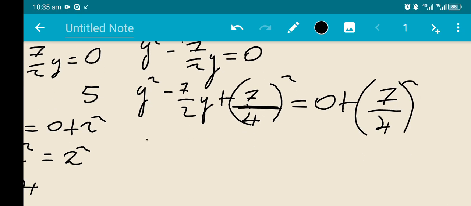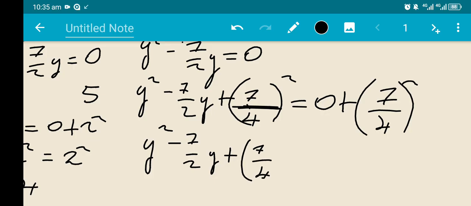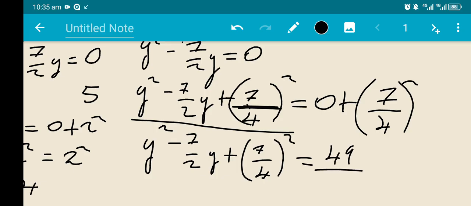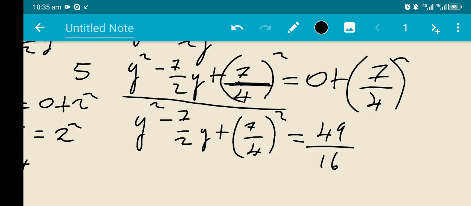So we'll say y squared minus 7 over 2 y plus, you don't evaluate this, leave it as it is. So this would be 7 over 4 squared. Leave it as a squared, of course. We put that demarcation there. Should be equal to, what is 7 times 7? That's 49. Then what's 4 times 4? That's 16.